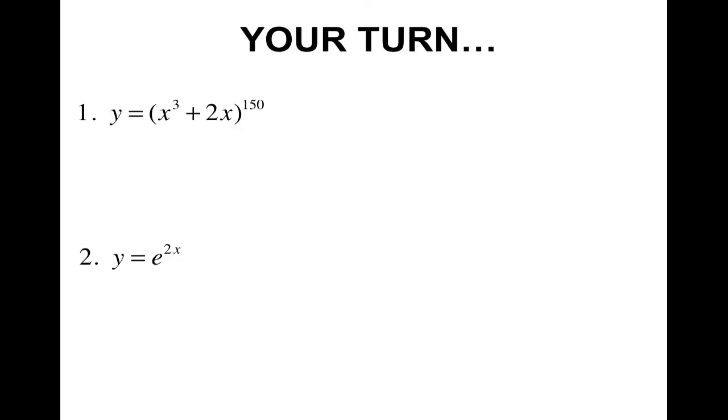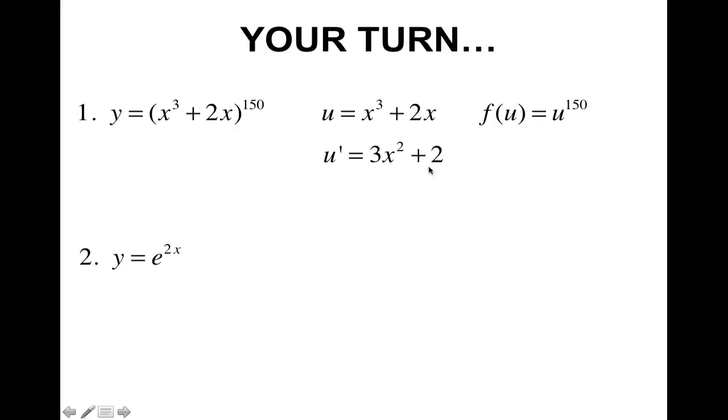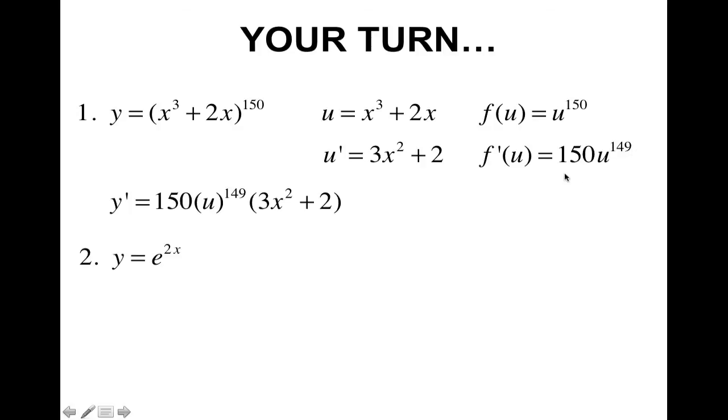All right, your turn. I want you to go ahead and pause the video and see if you can find the derivative of each using u substitution. All right, let's see how we did. So in this first one, u is x cubed plus 2x. The outer function is going to be u to the 1/50th. I'm going to take the derivative of each. So I have 3x squared plus 2 for u prime. And for f prime, I get 150 u to the 149th power. Now I'm going to multiply the two together. So I got the outer times the inner. And then I'm going to replace u with the inner function so that I have 150 times 3x squared plus 2 times x cubed plus 2x to the 149th power. You do not have to simplify.